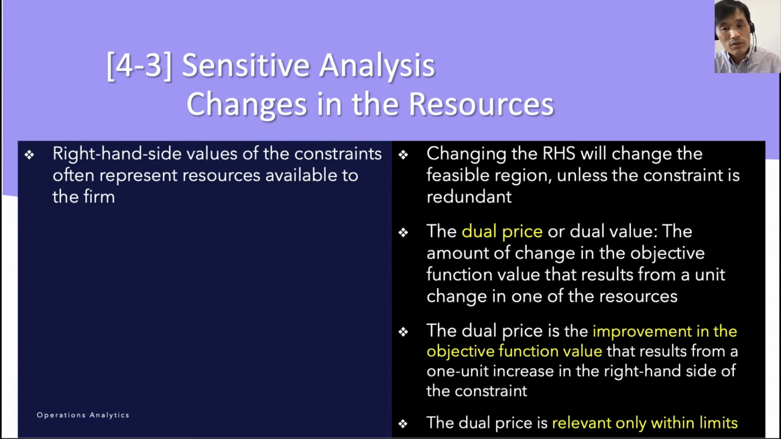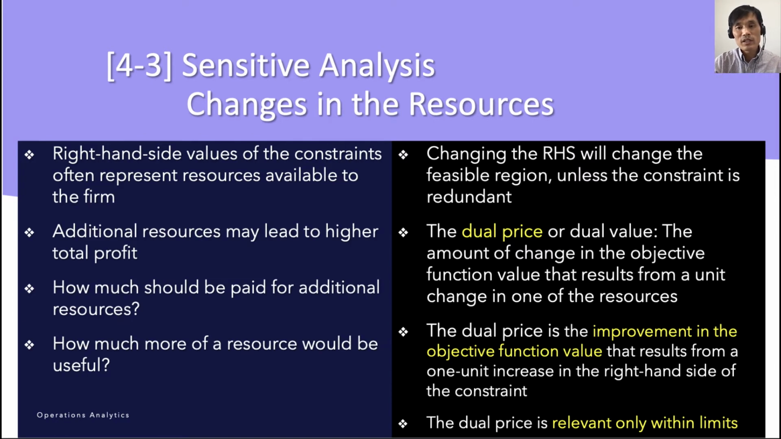Now, the third case for sensitivity analysis is changes in the resources. This means changes in the right-hand side of the equation. The right-hand side values of the constraints often represent resources available to the firm. The resources could be labor hours or machine time or perhaps money or production materials available.